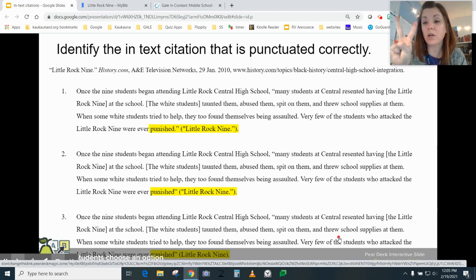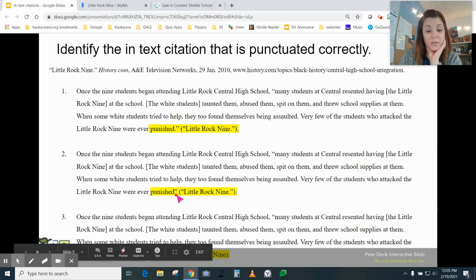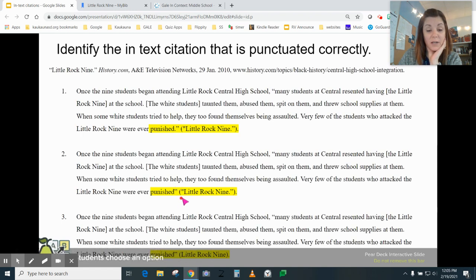If you chose number 2, you are correct, because the direct quote ends, there's quotation marks there, then you have parentheses, quote, Little Rock 9, period, quote, parentheses, and then you have your ending punctuation. And you might be wondering why number 2 is correct and not number 1. Well, number 1 has a period at the end of the direct quote, and that doesn't belong there. The period goes after the in-text citation. So number 2 is correct.